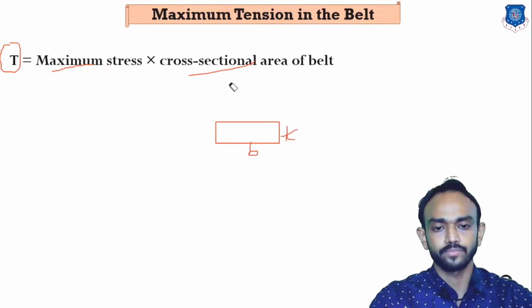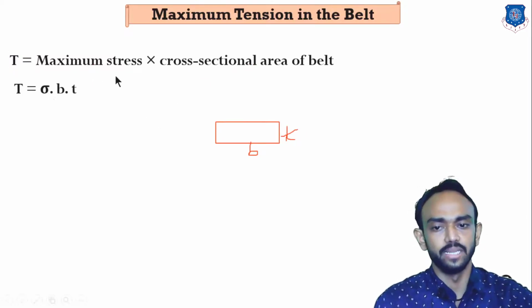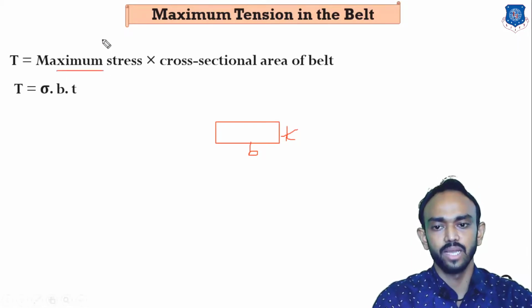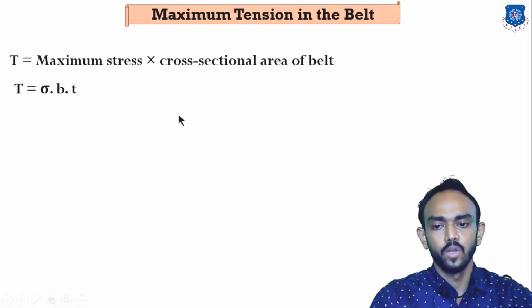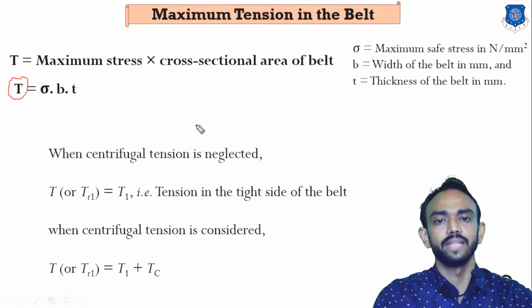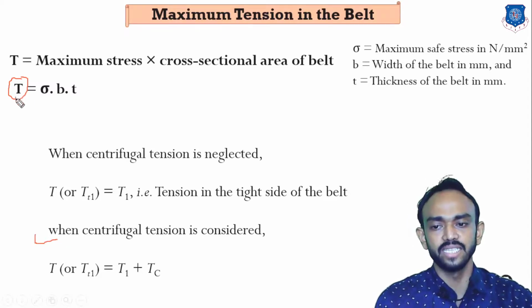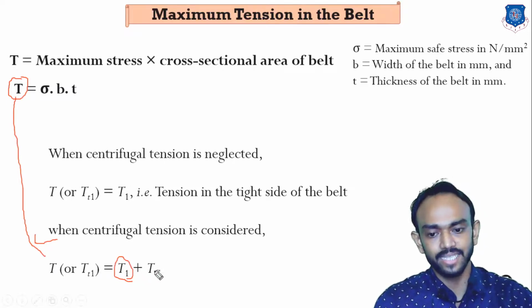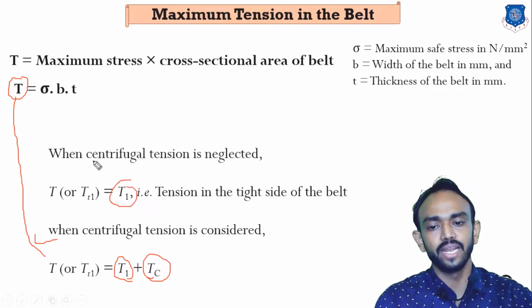So you can write tension is equal to stress into bt. Here sigma is the stress, and the cross section is b into t. So T equals sigma b t. What is this T? T is the maximum tension. When centrifugal force is considered, this T is equal to the tight side tension plus the centrifugal tension, or you can write it directly as the tight side tension if you neglect the centrifugal tension in the belt drive.